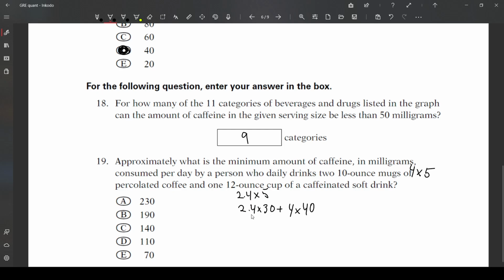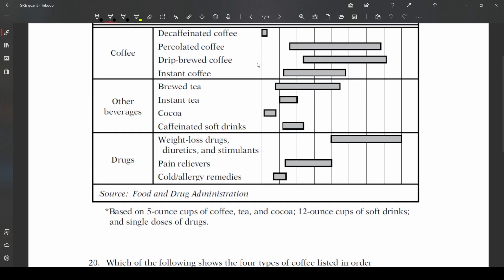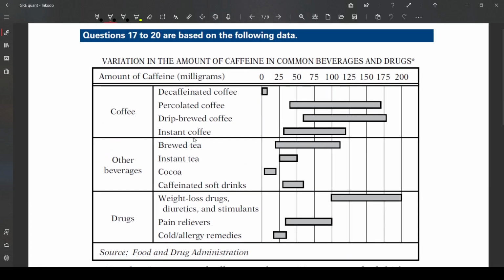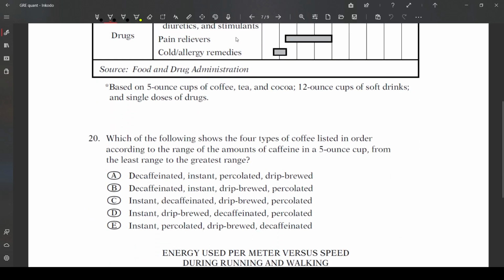So this is going to be 24 times 3 is 72 plus 160. That gives you 232, which is pretty darn close to 230. So I'm going to take it that that's right. Alright, how am I doing on time? 18 minutes, 40 seconds. Alright, there's one more question on this data set.